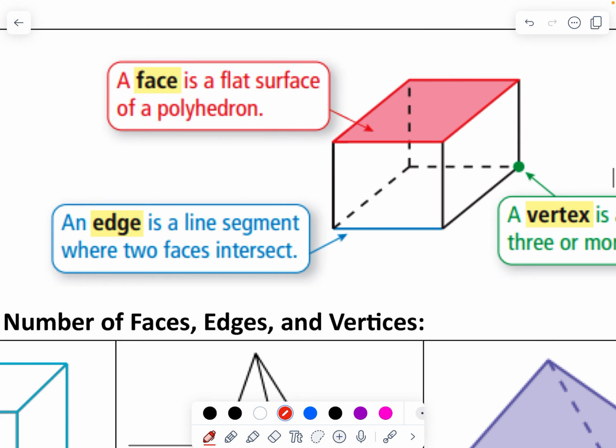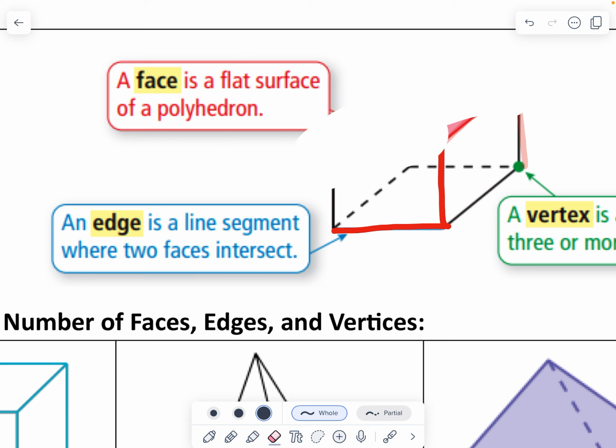An edge is a line segment where 2 faces intersect. So this is the edge. This is also an edge. This is an edge. This is an edge. All of these are edges. Okay, so that's what edges are.